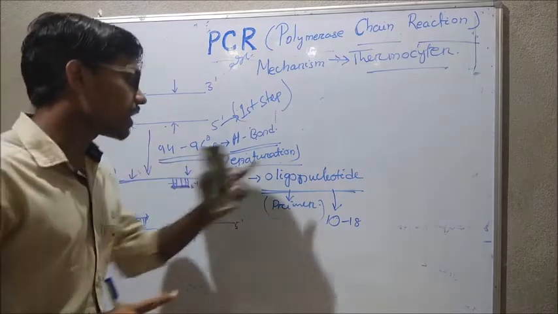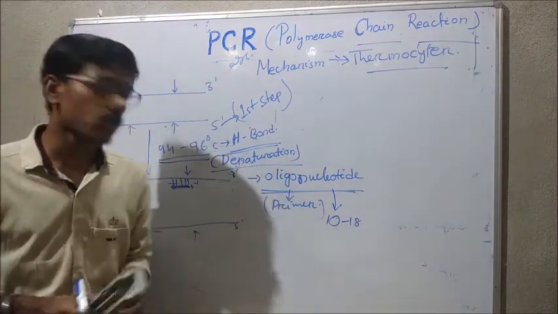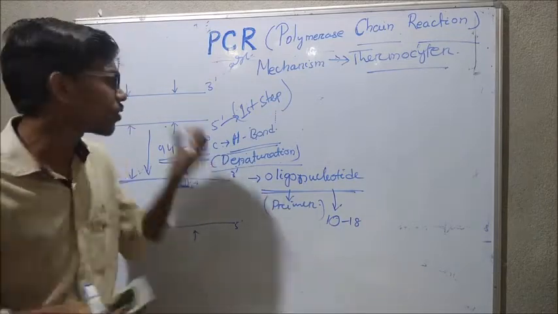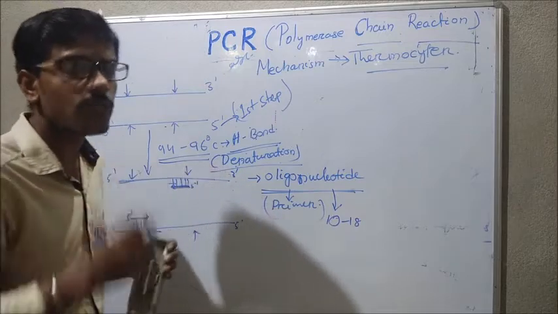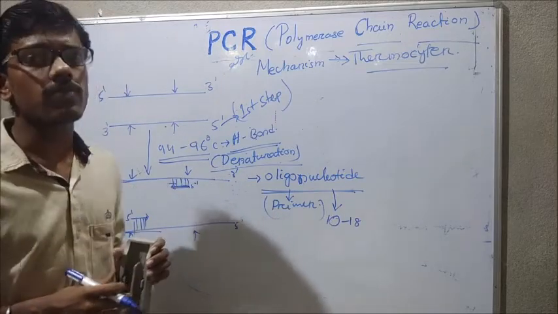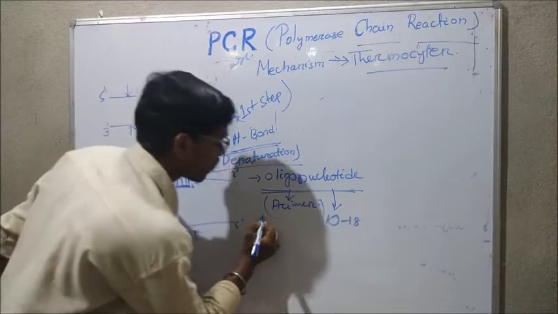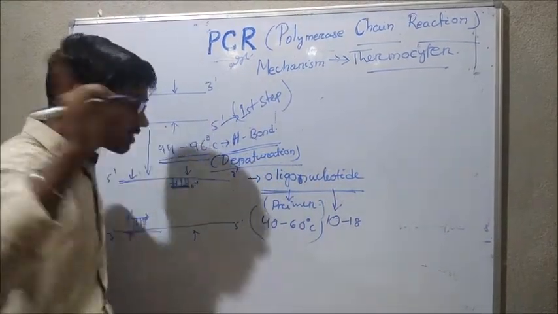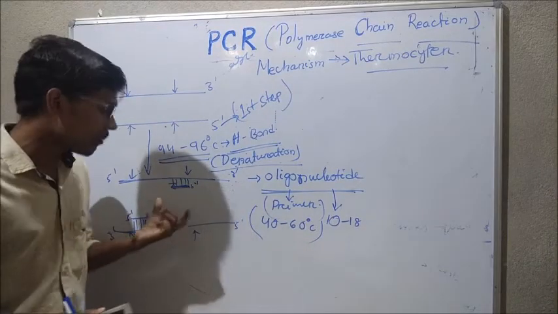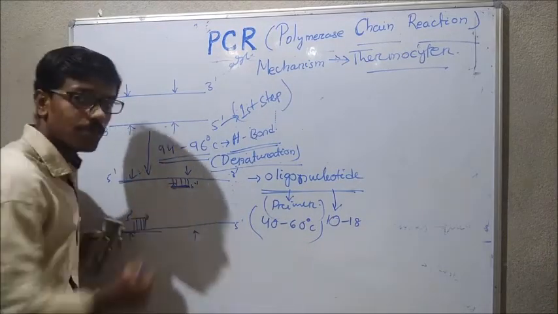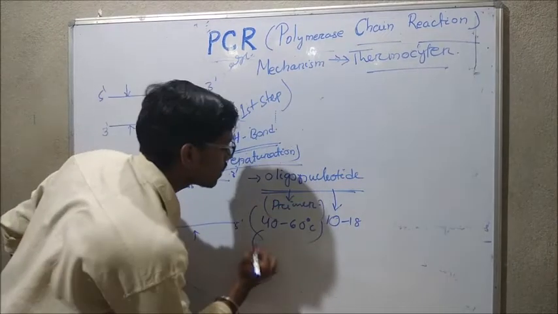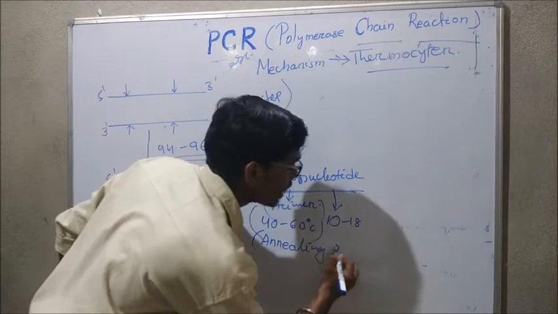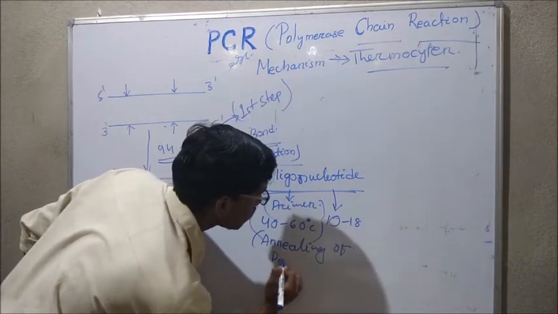For the joining of these oligonucleotides, or the primers, as compared to the denaturation process, there is a requirement of a lower temperature, about 40 to 60 degrees Celsius. And this process of joining, or the combination of the primer with the template strand, is called the annealing process. This is called annealing of primer.